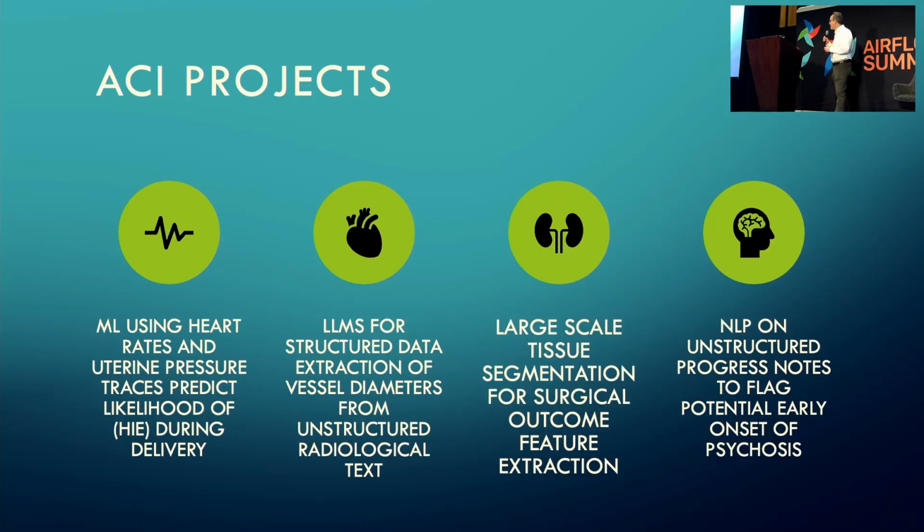So here's an example of a couple of the projects that we're using and have used Airflow in recently. We're using machine learning processing of like 600,000 deliveries to predict the likelihood of hypoxic ischemic encephalopathy, which is an injury that can occur during delivery. And the idea is to try to determine if an injury is going to happen before the clinician might detect it, and thus result in better outcomes for that delivery.